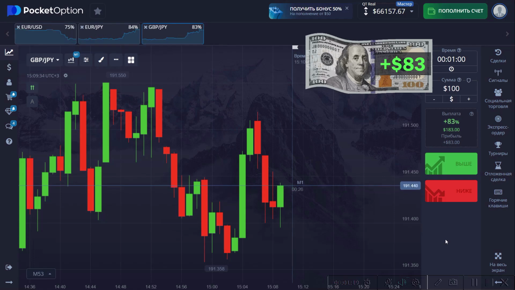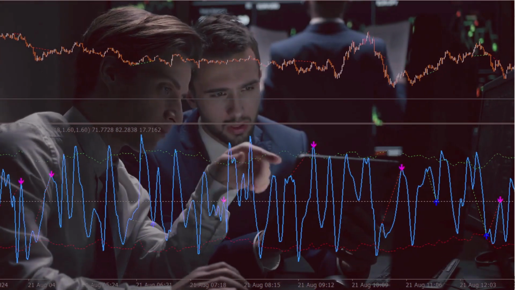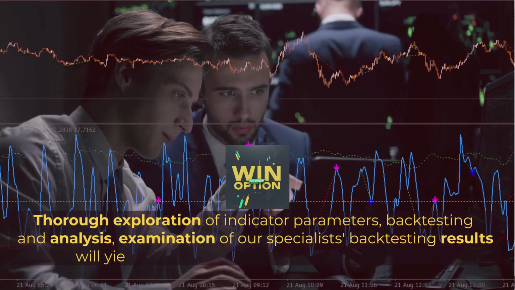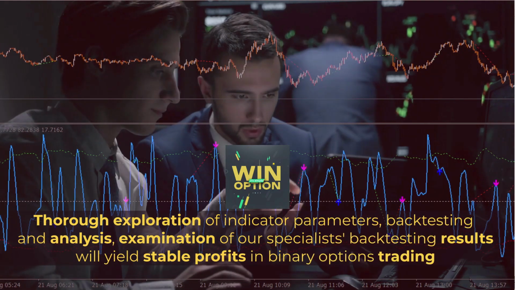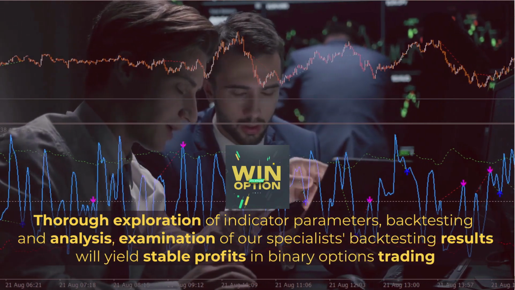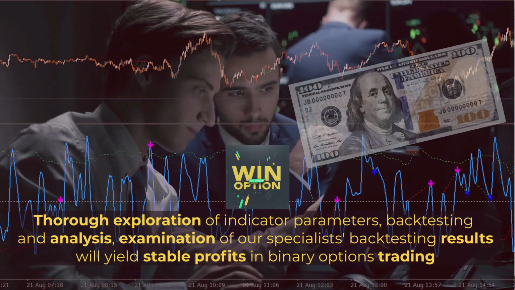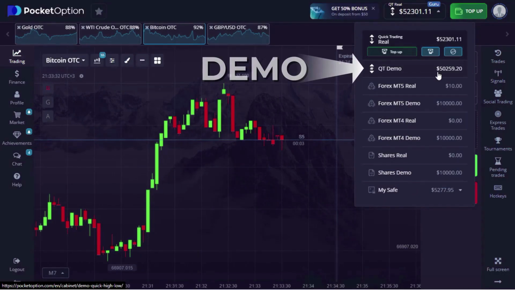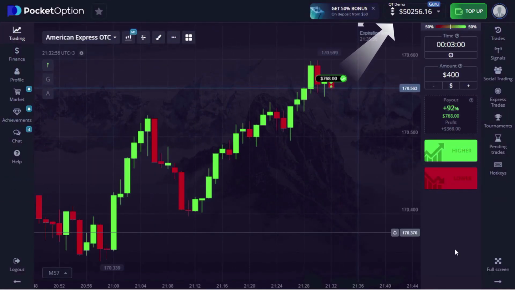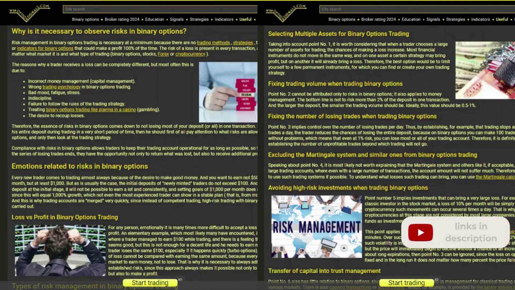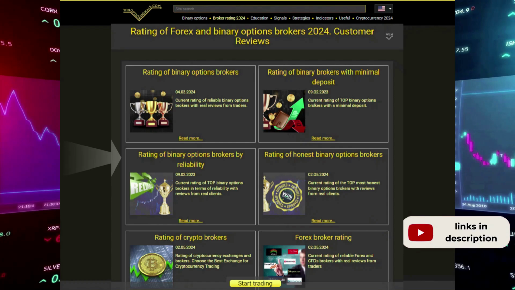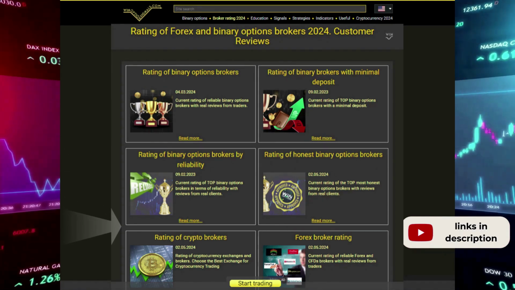In conclusion, I would like to say that only a competent study of the parameters of this indicator, analysis of its signals on history, as well as a study of the testing results by our specialists and analysts will allow you to receive a stable profit in binary options trading. Be sure to test all indicators on a demo account and do not forget to manage your capital correctly, following the rules of money management and risk management. And of course, choose only proven brokers for trading, which can be found in our rating of binary options brokers.